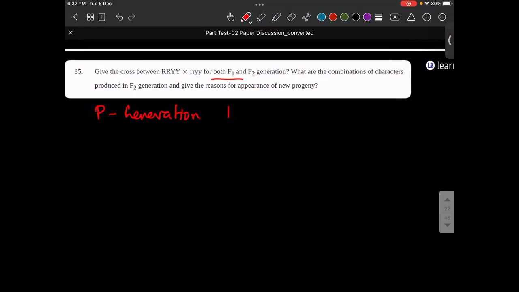Okay, for the F1 generation. Now, let me tell you how it has to be done. Like this, you have to make it. Correct? Yes, sir. Then for both F1 generation, what comes here? I wrote gametes. I wrote the capital R. What are the gametes? How does it have to be written?